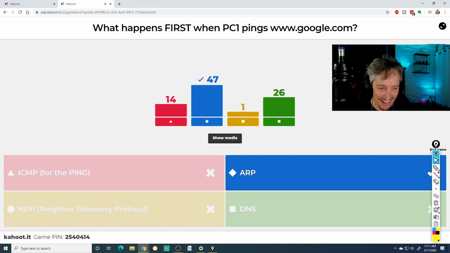And it is ARP. It is ARP. Now, I totally get that DNS would have to be done before we go to google.com. DNS resolves the name to an IP address. I totally agree. However, to do the DNS, the first thing out of our mouth would be an ARP request from Bob's PC to figure out the layer 2 address for the default gateway because the ARP cache was empty.